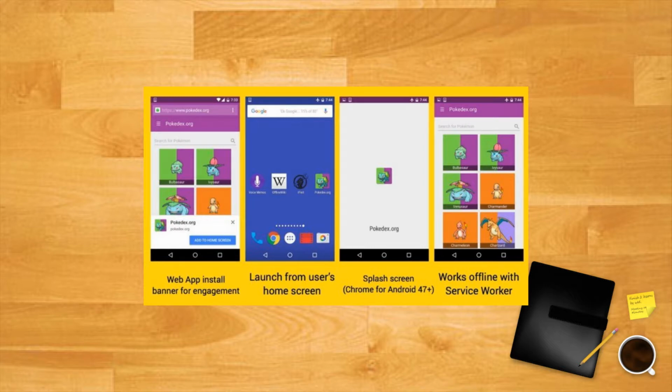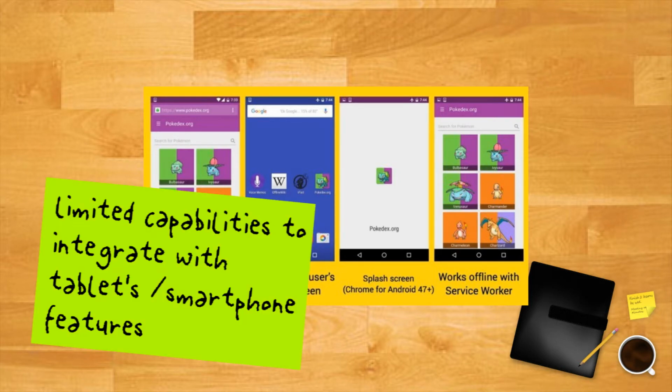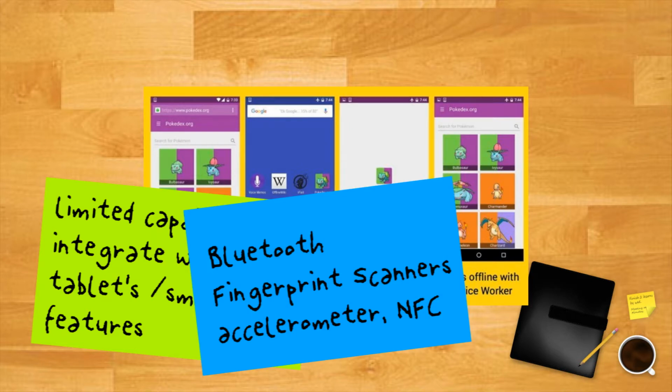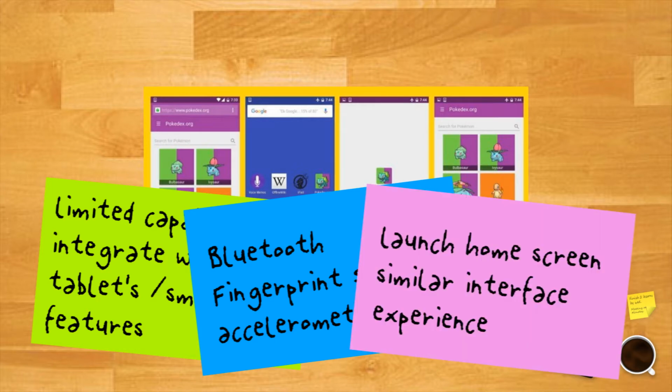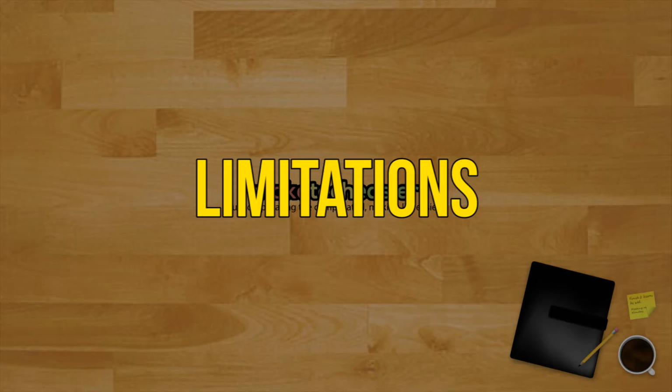While PWAs are great, they do have their drawbacks, since they are still relatively new. For example, they have limited capabilities when trying to integrate with your tablets or smartphones' features. They are still not able to integrate with features such as Bluetooth, the fingerprint sensor, accelerometer or NFC. For now, native apps are still more reliable than PWAs, but time will tell how that story ends. PWAs and native apps are not all that different from each other. For example, both of them are launched on the home screen and provide a very similar web experience or user interface.